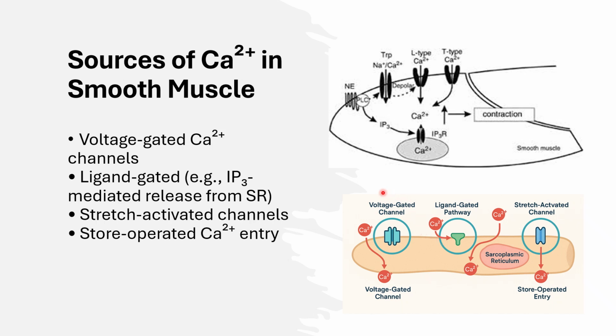The second source is through the ligand-gated pathway, or the receptor-activated pathways. When signaling molecules like norepinephrine bind to cell surface receptors, they trigger a cascade. I'll explain this. Norepinephrine binds to a G-protein coupled receptor, like the Gq coupled receptor.